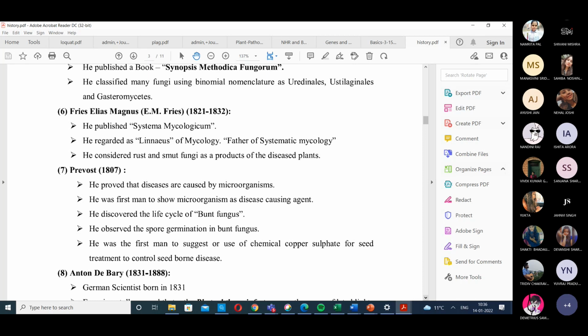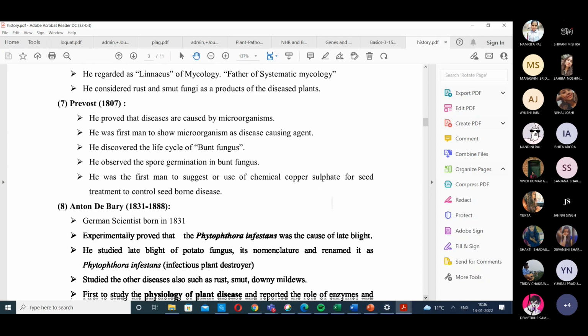Then Prevost in 1807 proved that diseases are caused by microorganisms, right? And he was the first person to show microorganisms as disease causing agents. He also discovered the life cycle of the bunt fungus. He observed spore germination in the bunt fungus. He was the first man to suggest the use of the chemical copper sulfate for seed treatment to control seed-borne disease. So that means he did something for the management of diseases also.